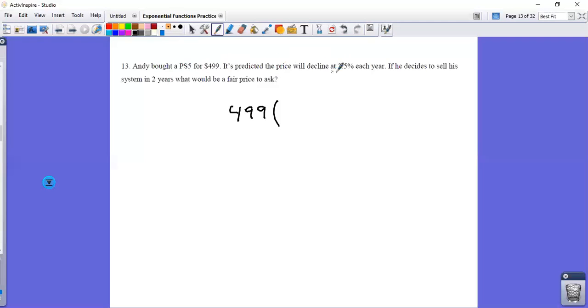It's predicted the price will decline, so that's 1 minus 2.5%, 0.025 each year. If he decides to sell in 2 years, each year, make sure those match. So 2.